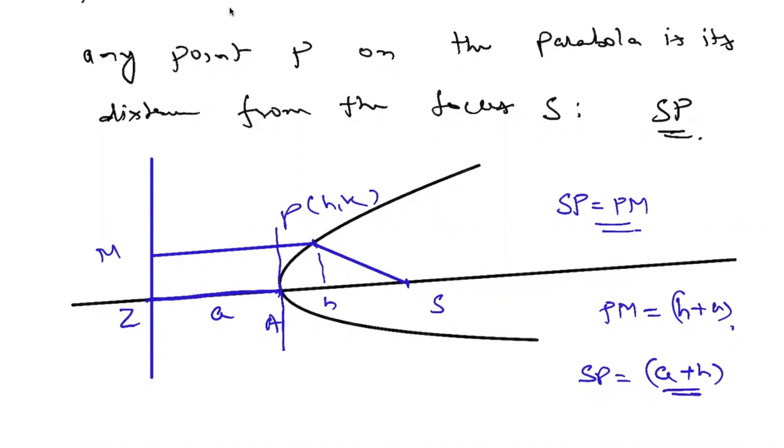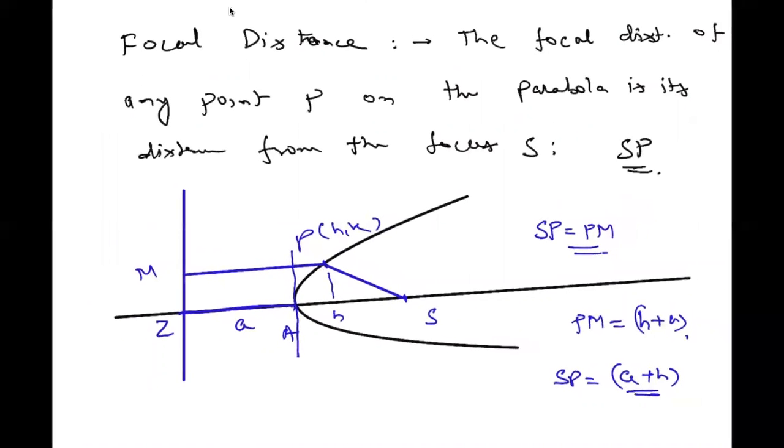It's a very, very important concept, and it's the best part. In parabola, we know that the value of eccentricity is 1. So SP is equal to E times PM if we are talking about any conic. But in the special case of the parabola, we already studied that the value of E is 1. So SP is equal to PM. That's the reason this SP is coming as A plus H. This is focal distance.